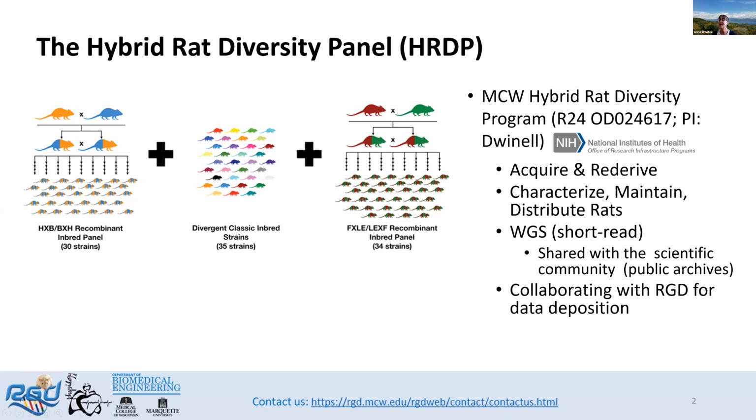So the goal of the MCW Hybrid Rat Diversity Program, which is an R24 funded to Dr. Dwinell, really is to acquire and rederive the strains that are in the Hybrid Rat Diversity Panel, to maintain these and distribute these strains to the scientific community. They're also doing whole genome sequencing using Illumina short reads. Again, that data will be shared to the scientific community through the public archives, but we're also collaborating with RGD for data deposition.